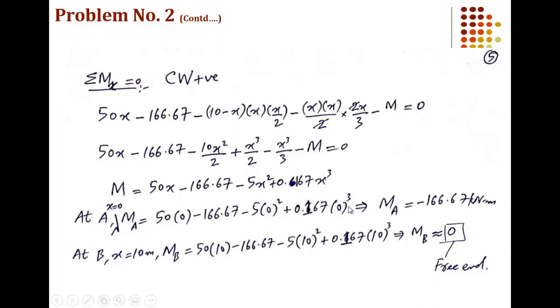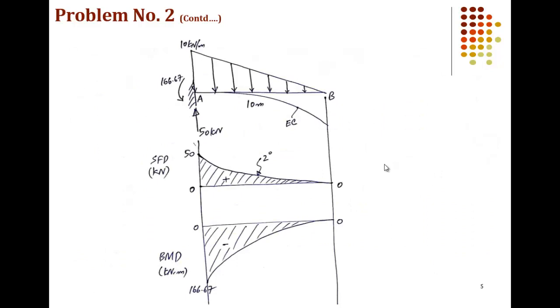Now the next step is to draw the diagrams for shear force and bending moment. Here are the diagrams. First of all, we'll draw the beam AB. We'll mark the reactions 50 kilonewton and 166.67 in counterclockwise direction. Now for shear, we have the value of shear force at point A equal to 50. The value of shear at point B is equal to 0.